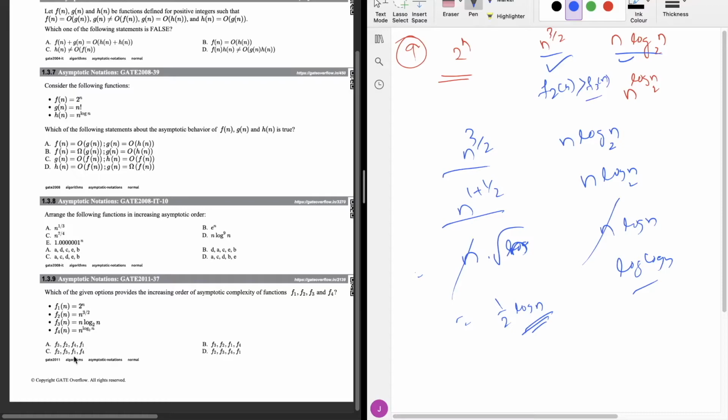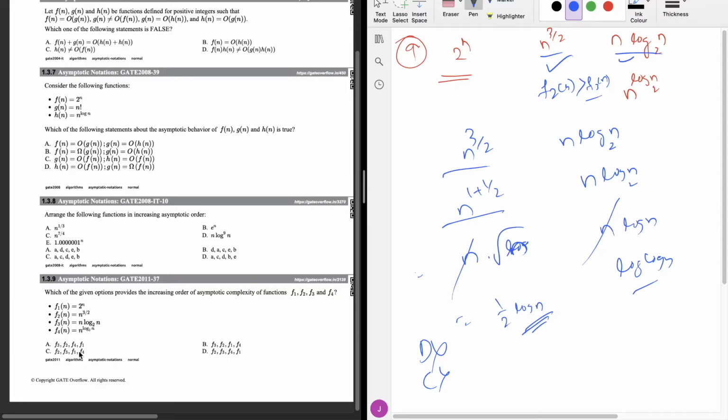Let's look at the options and eliminate some of them. Option B says f3 of n is smaller than f2 of n, so it is true. Option D says f2 of n is smaller than f3 of n, so we can cancel it out. Option C also says f2 is smaller than f3, so option C gets cancelled out. We are left with A and B. Now we have to decide between A and B, and simply by comparing f1 and f4 we can find which is correct, because here it says f4 is greater, and here it says f1 is greater.